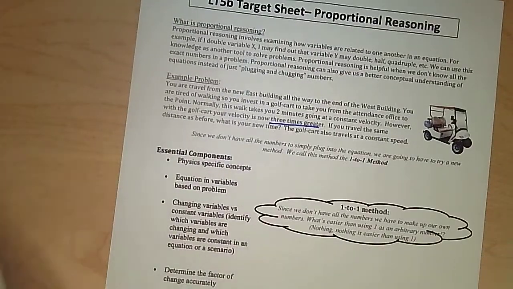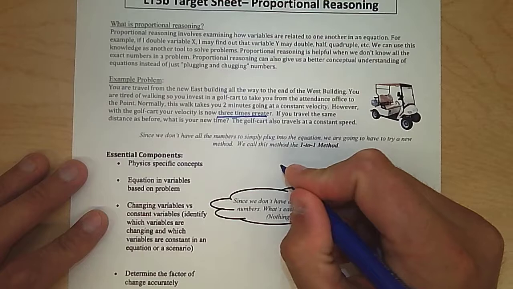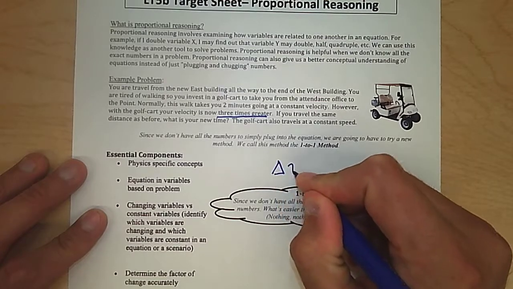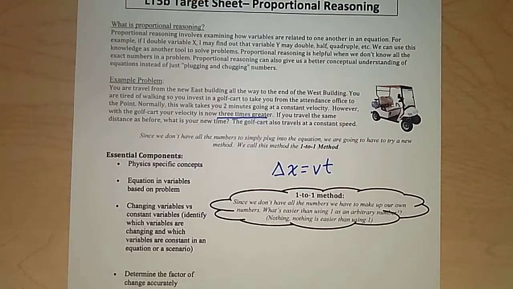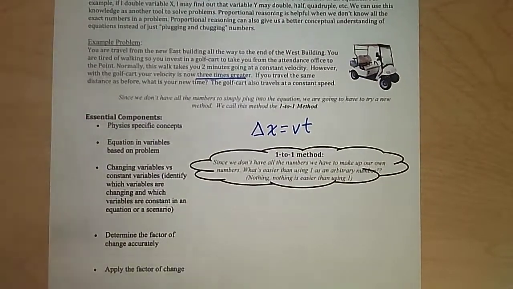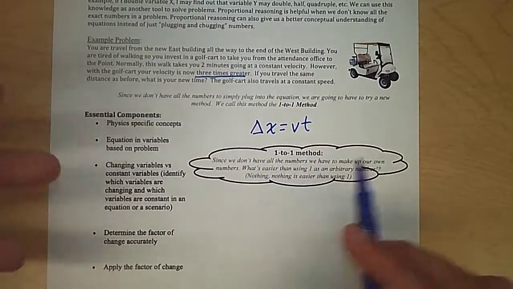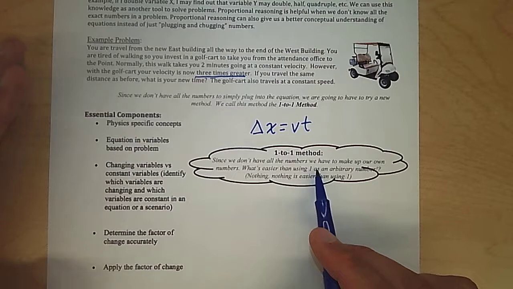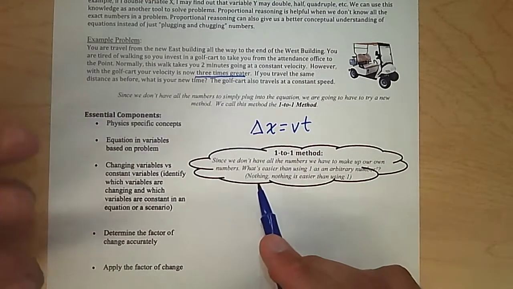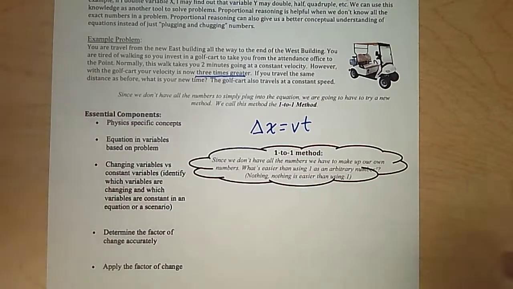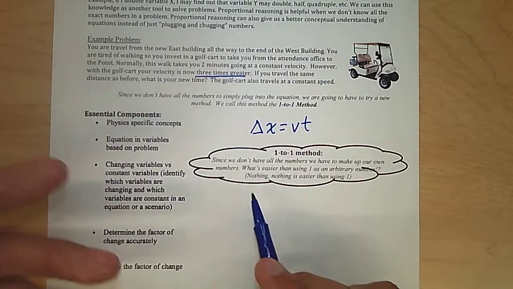So we're going to put in our equation. Delta x, change in position, is equal to velocity times time. Now, before, what we used to do was plug in the actual numbers, but we don't have actual numbers. So we're going to employ this method. I call it the one-to-one method. Since we don't have all the numbers, let's just make up our own numbers if we're not given any. And then the question is, what's easier than using 1 as a completely arbitrary number? Nothing.